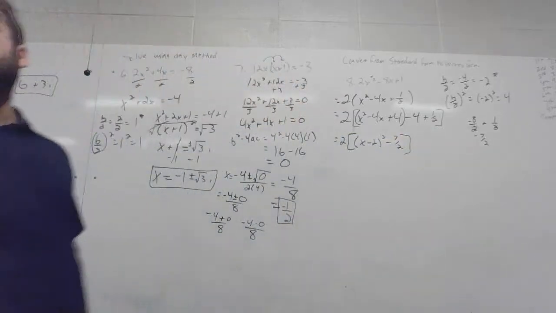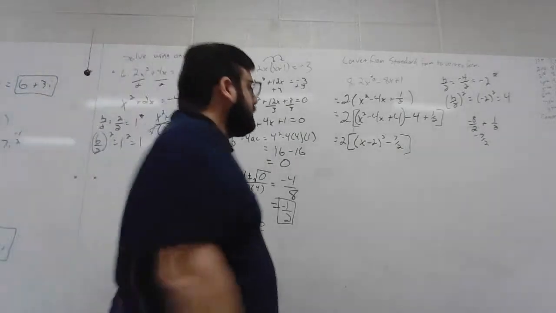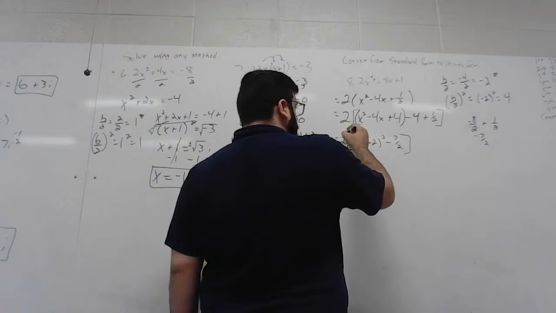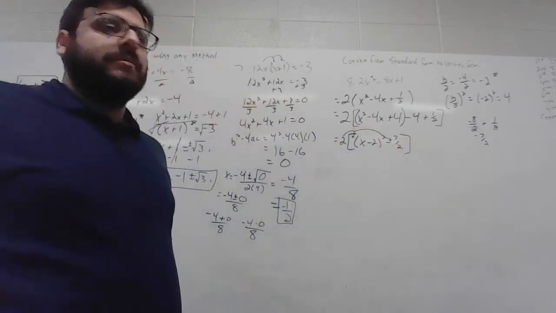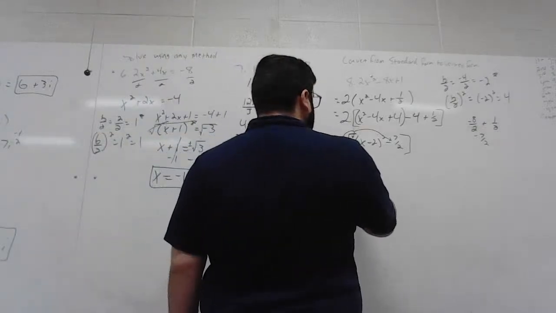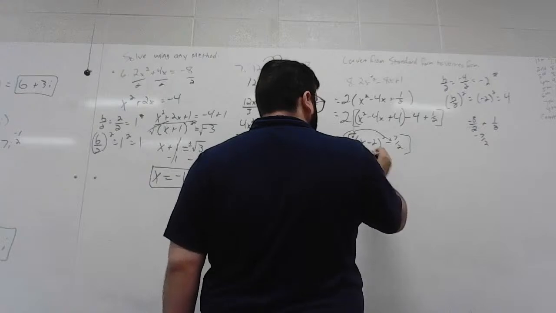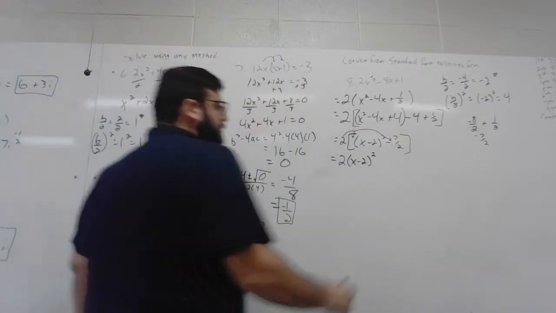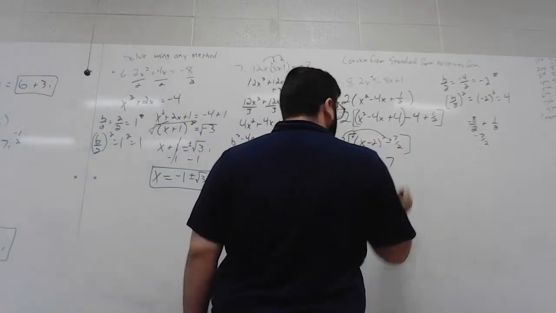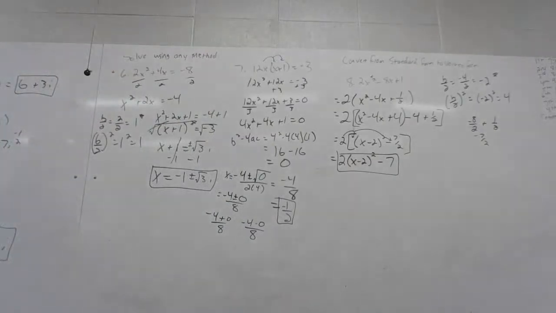All right, now I'm almost done. The last step is going to be to redistribute this 2 to this part and that part. So that leaves you with 2 times x minus 2 squared, and then 2 times -7 over 2. The 2's actually cancel, and I end up with -7. There's my vertex form.